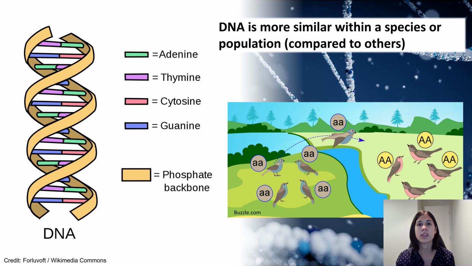Animals of the same species or population have DNA sequences that are more similar than animals of a different species or population. This means that by analysing the DNA from archaeological bone samples, we can tell which animal species or population that bone belonged to.